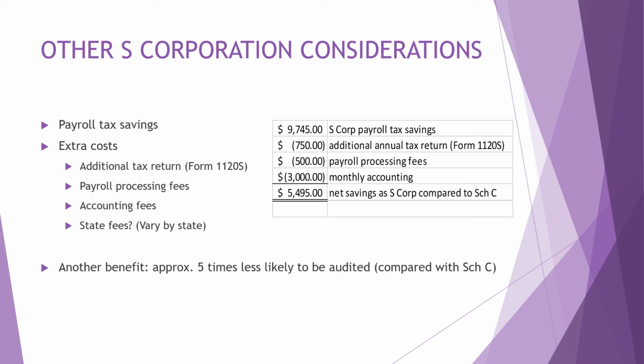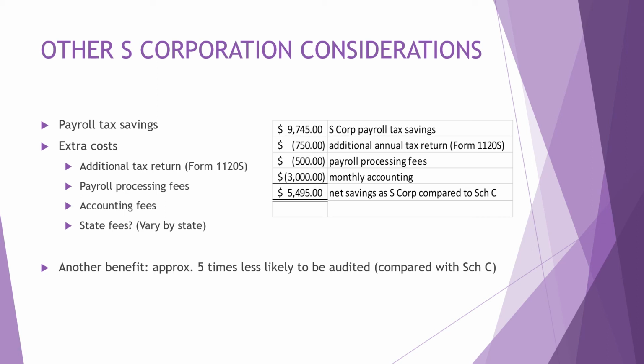Now, one other benefit I wanted to mention: as an S corporation, your S corporation tax return is actually 5 times less likely to be audited as compared to a Schedule C. Now, why is this? Well, it really goes back to the more robust tax return. They know that that Form 1120-S is more difficult, and you're more likely to hire an accounting professional to help you keep track of your books and thus put those numbers, those tied out financials, on your tax return.